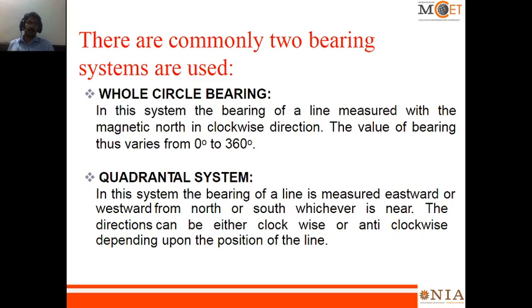So 0 will be marked in the north and south in the quadrantal system, 90 will be marked in east and west, but here 0 and 360 are marked in the north only, and the remaining goes on in the clockwise direction.